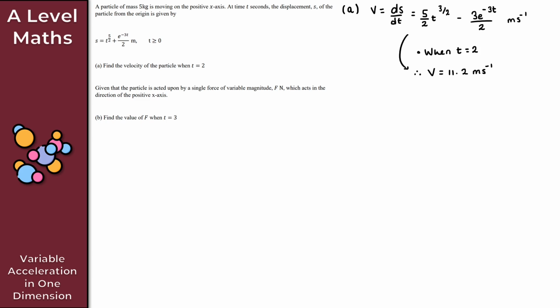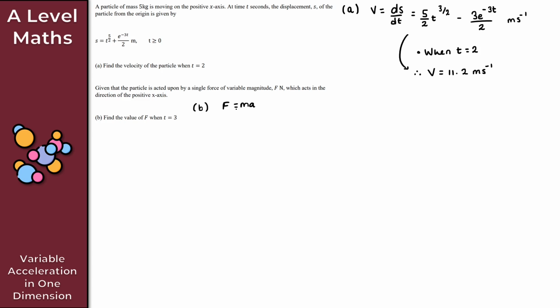Now for the second part of this question, part B, we're given that the particle is acted upon by a single force of variable magnitude F newtons, which acts in the direction of the positive x-axis. For part B, we want to find the value of F when t equals 3. So let's do this underneath. If we're looking at forces, clearly we're going to use F equals ma.